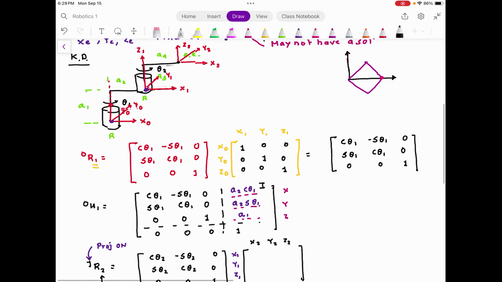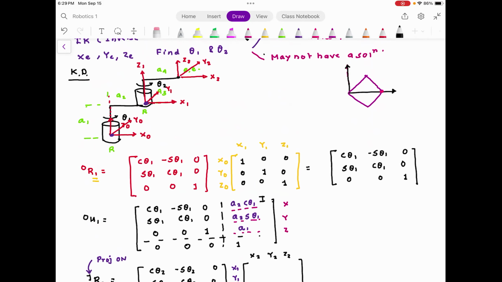Now, I want you to look at this. Can you see that x2 is going towards the right? X1 is going towards the right. Y1 is going into the board. Y2 is going into the board. Z2 is also aligned with Z1. Do you agree with me?